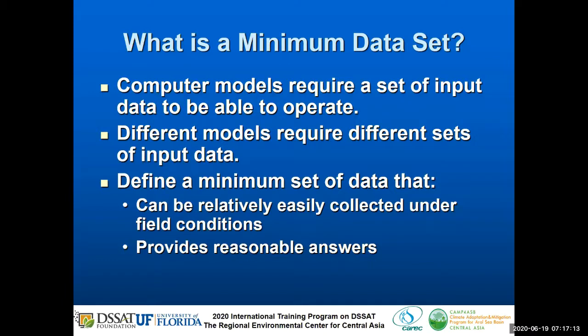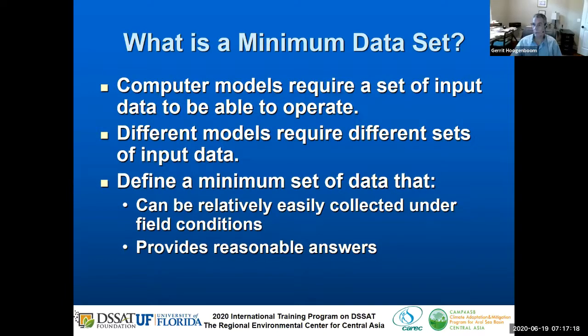Minimum data set, or minimal data set. So many of you are already working with some type of model.